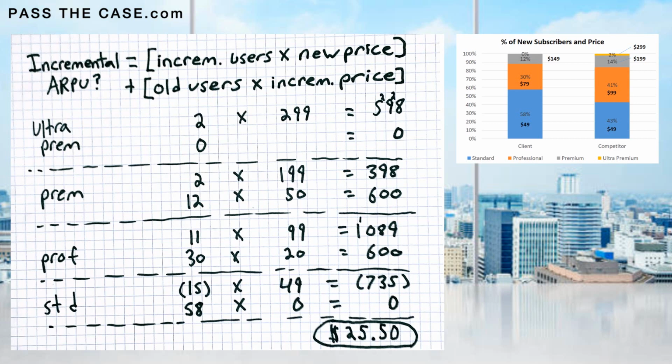And so now I'll just sum the totals here. So put a zero here, carry the two, that's five, carry the two, that's five, carry the one, that's two, okay. So a client would expect to get an incremental $25.50 in average revenue per user if they were to match the competitor's pricing and mix.